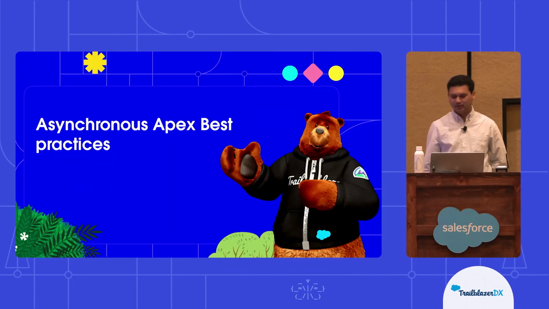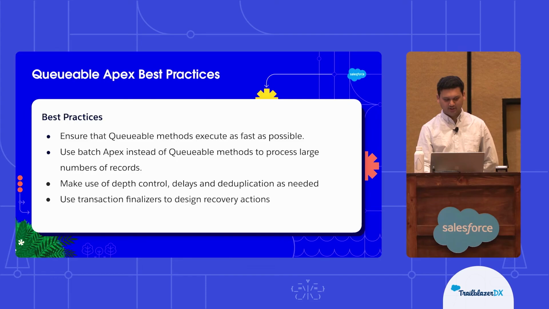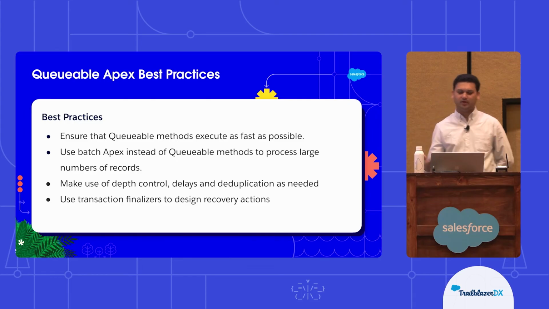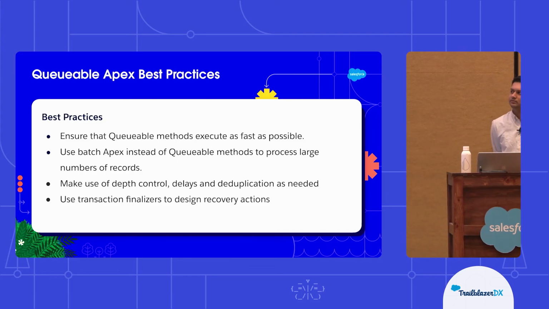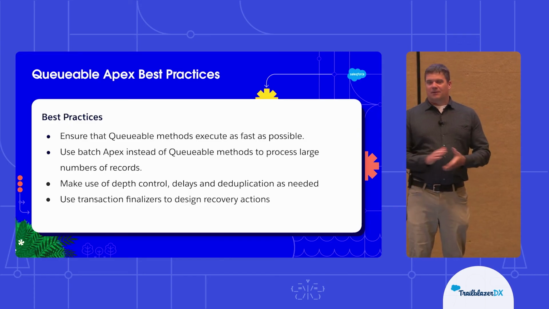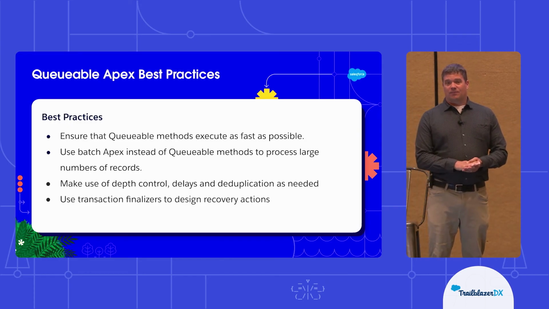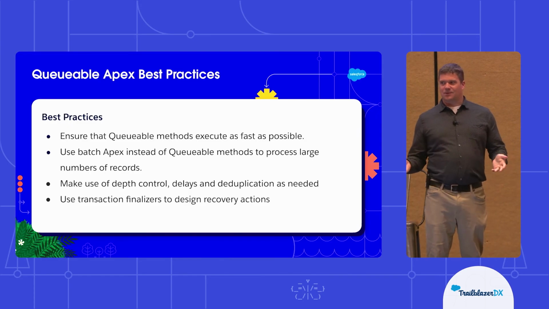The next thing I want to do is, we have some time left, Daniel, how about we do a lightning round of best practices for asynchronous Apex here? So how about queuables? What do you think about queuables? So in general, and this is a rule of thumb for anything in Apex, the faster you can make it run, the better the general performance will be. It kind of stands to reason.